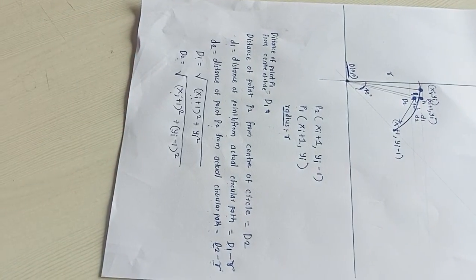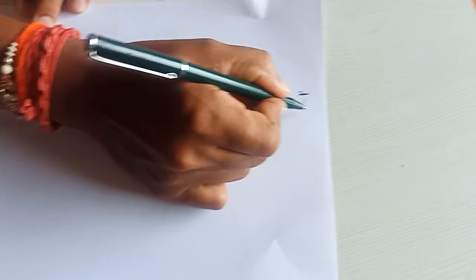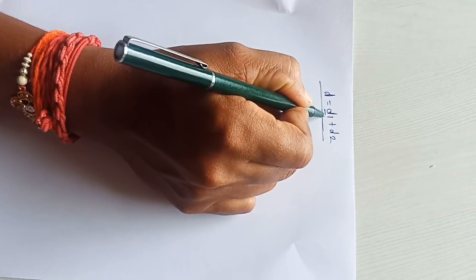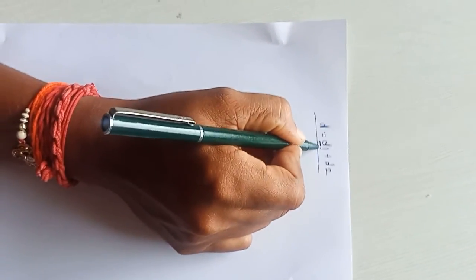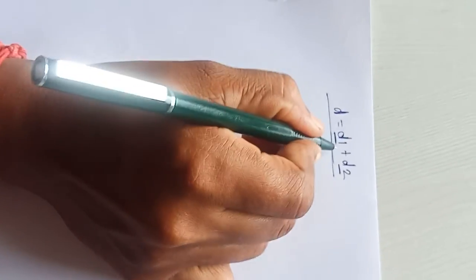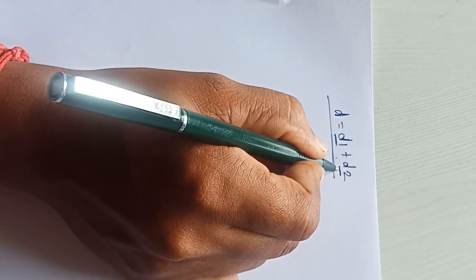Now remember, the decision parameter for Bresenham's circle drawing algorithm is d equal to d1 plus d2. One thing you should remember is that d1 is always positive and d2 is always negative, and although we are performing addition, actually we are performing subtraction. So d1 is a positive value and d2 is a negative value.